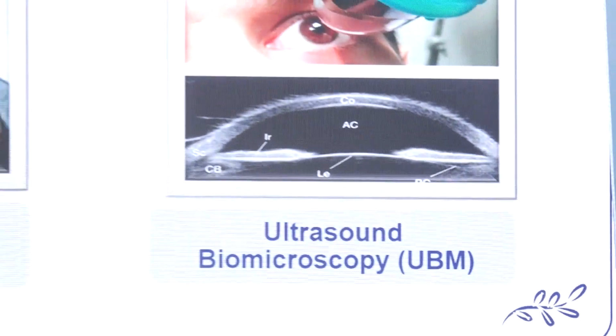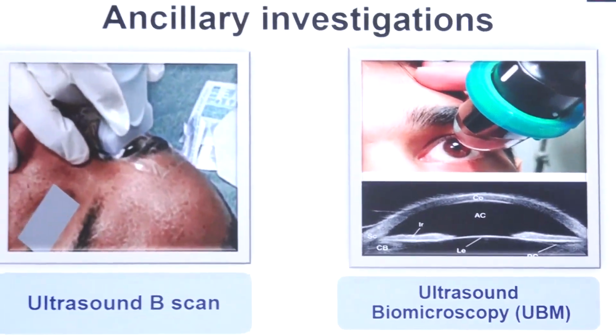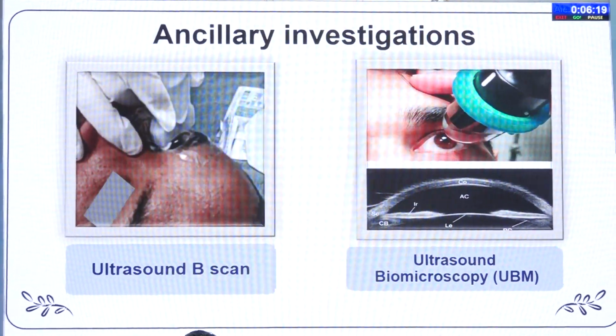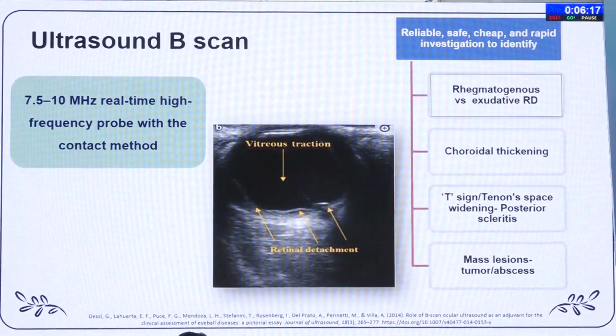A post-operative or immunocompromised state will go more towards endophthalmitis, as will a history of trauma, history of fever, recurrent episodes, or history of IV infusion, as contaminated solutions can produce endophthalmitis. So there are ancillary investigations, two of which are in our hand. One is the ultrasound B-scan evaluation, and next is the ultrasound biomicroscopy, UBM.